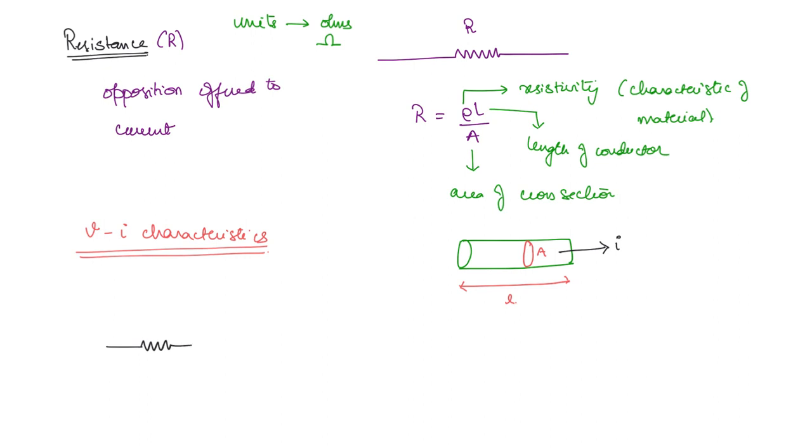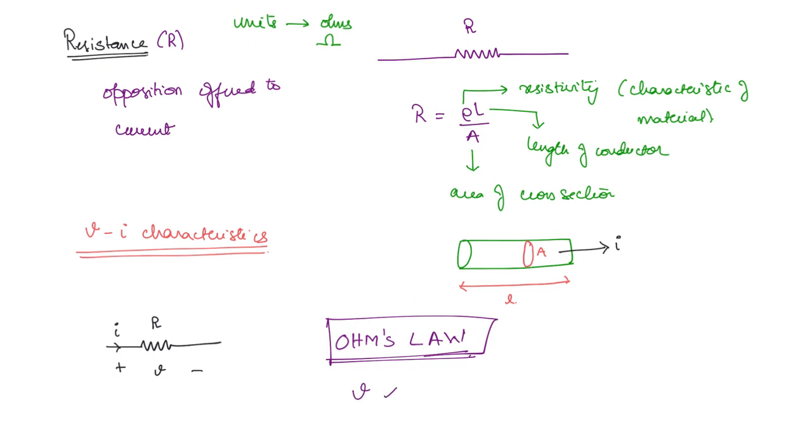So, for example, here you have a resistance. The voltage across this is V and the current through this is I. What is the relationship between this V and I? This relationship is given by what we call Ohm's law. This is one of the basic laws in circuit theory. It is named after the scientist Ohm. So what does Ohm's law state? It states that the voltage across the conductor is proportional to the current that is passing through it.